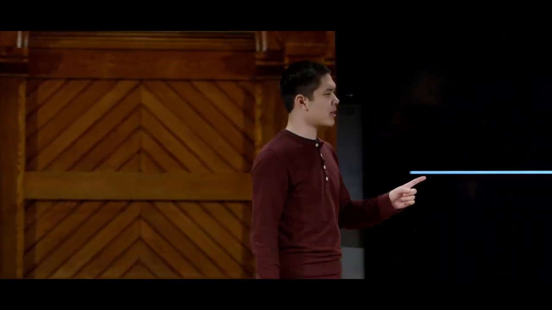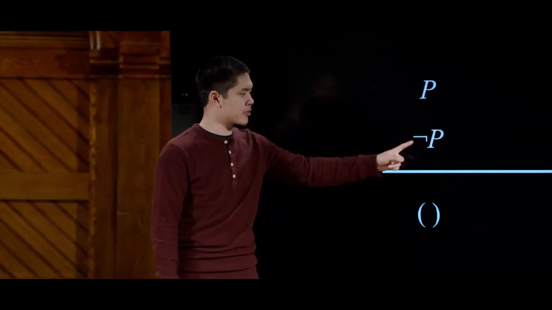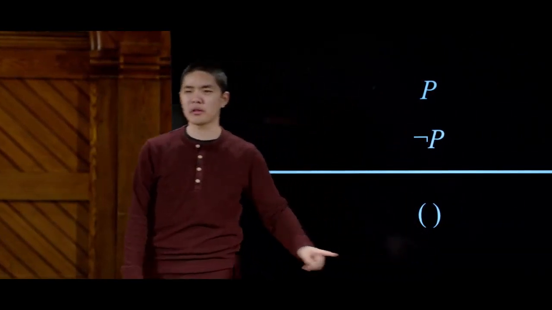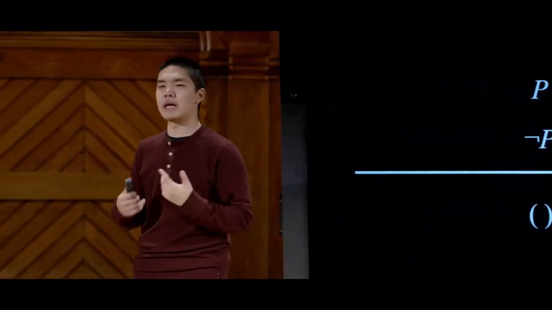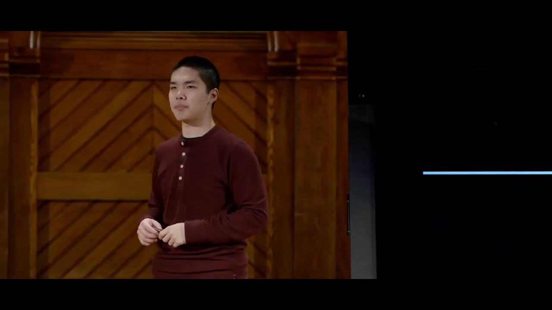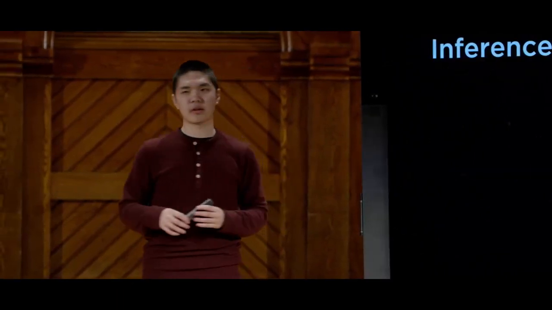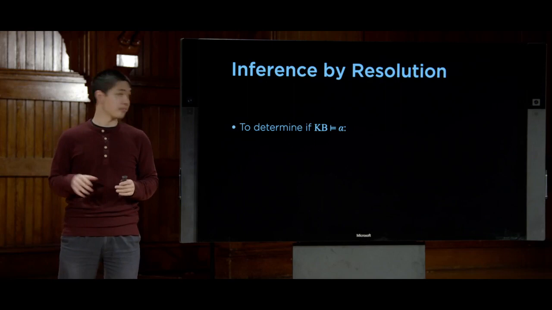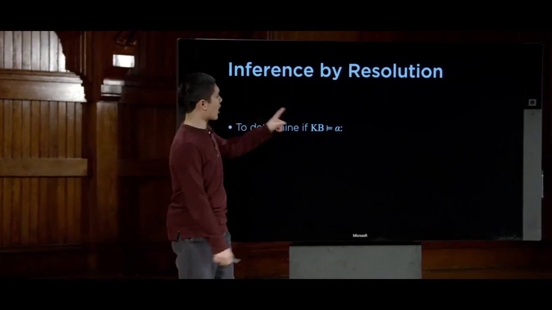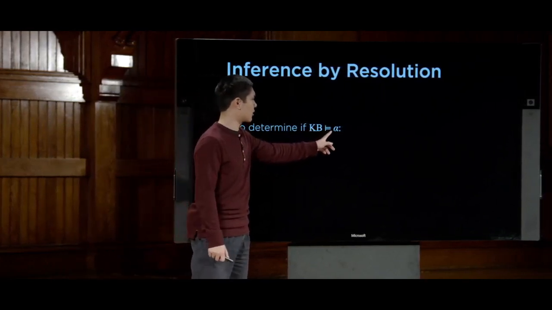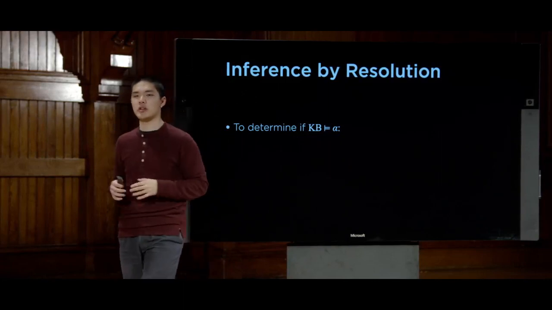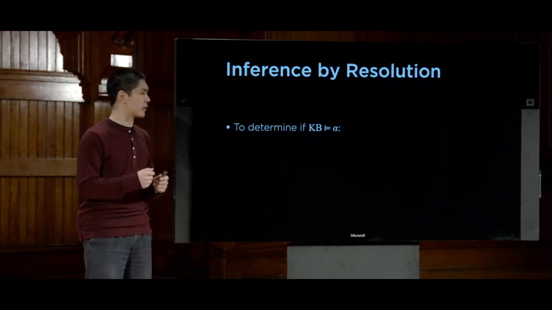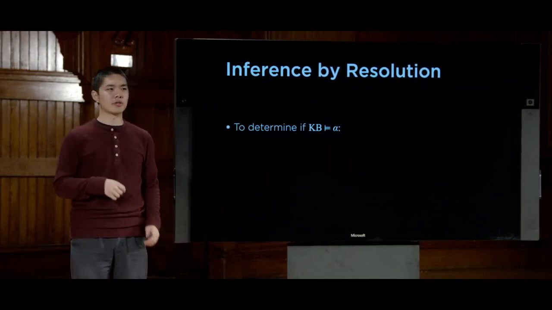And this idea that if I resolve these two contradictory terms, I get the empty clause, this is the basis for our inference by resolution algorithm. Here's how we're going to perform inference by resolution at a very high level. We want to prove that our knowledge base entails some query alpha, that based on the knowledge we have, we can prove conclusively that alpha is going to be true.